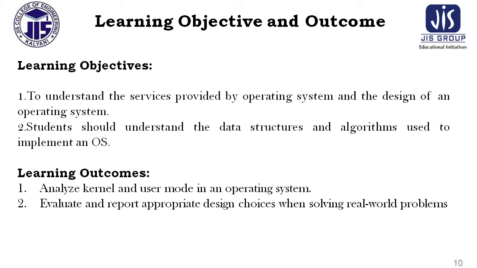So these are the learning objectives and the learning outcomes. What are the learning objectives? To understand the services provided by operating system and the design of an operating system. Objective number 2 is students should understand the data structures and algorithms used to implement operating system. And what are the outcomes? After completing this topic, a student will be able to analyze the kernel and the user mode in an operating system, evaluate and report appropriate design choices when solving a real-world problem.